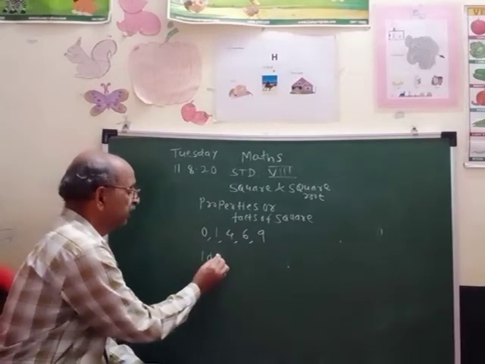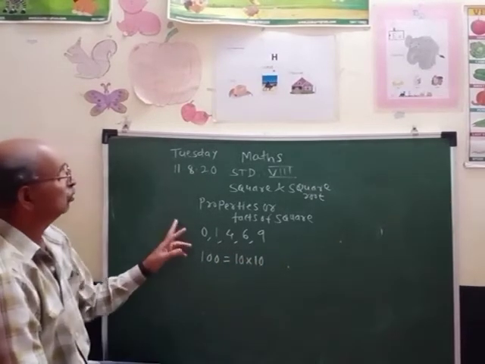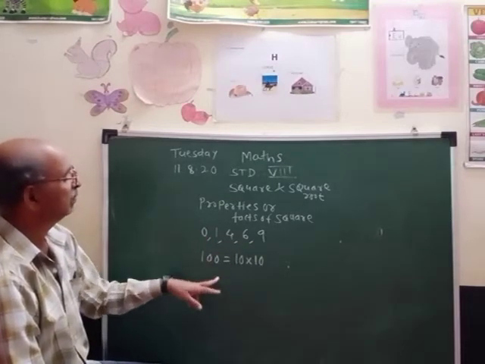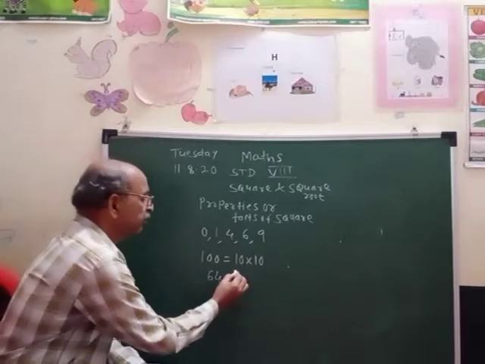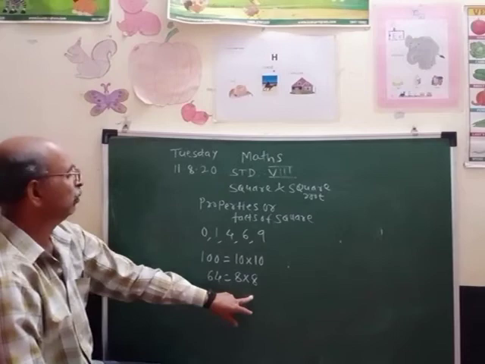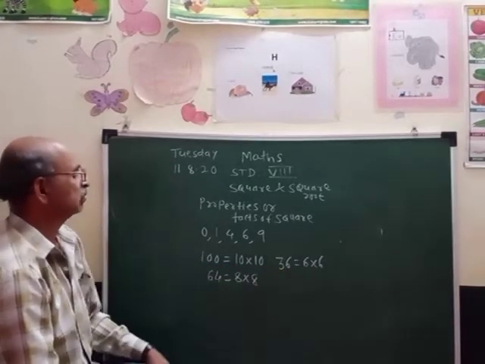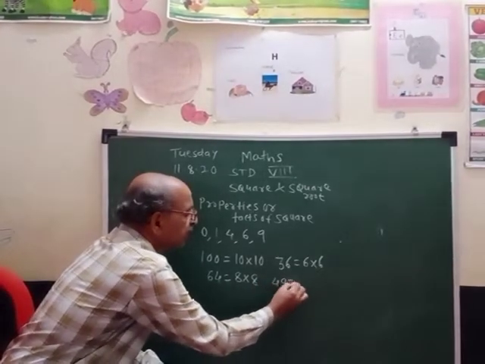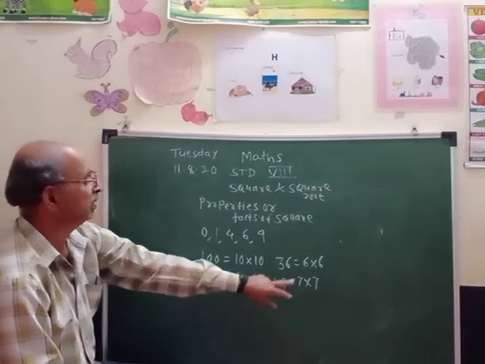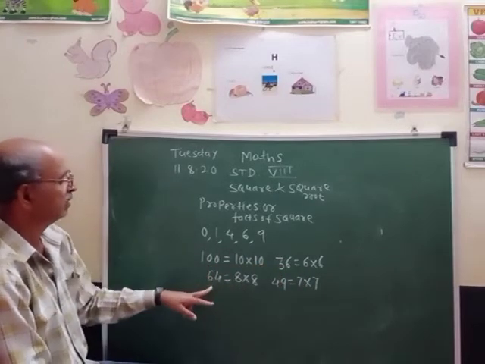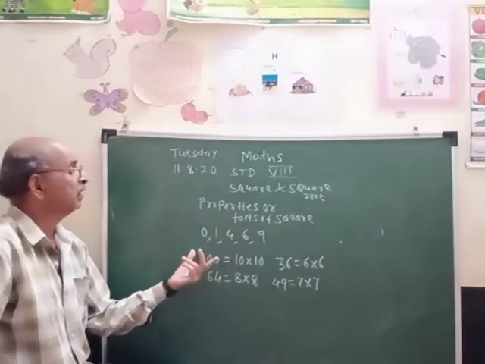Now if you take 100, then 100 is a perfect square because we can write it in the same product form, that is 10 into 10. So for the digits 0, 1, 4, 6, 9, maybe the number will be a perfect square or not. If we take 64, 64 is a perfect square because we can write it as 8 into 8. If we take 36, we can also write it as a product of the same number, so 36 is also a perfect square. And 49 is also a perfect square, that is 7 square. So 7 square is 49, 6 square is 36, 10 square is 100, 8 square is 64. So the numbers that end with 0, 1, 4, 6 or 9 may or may not be perfect squares.